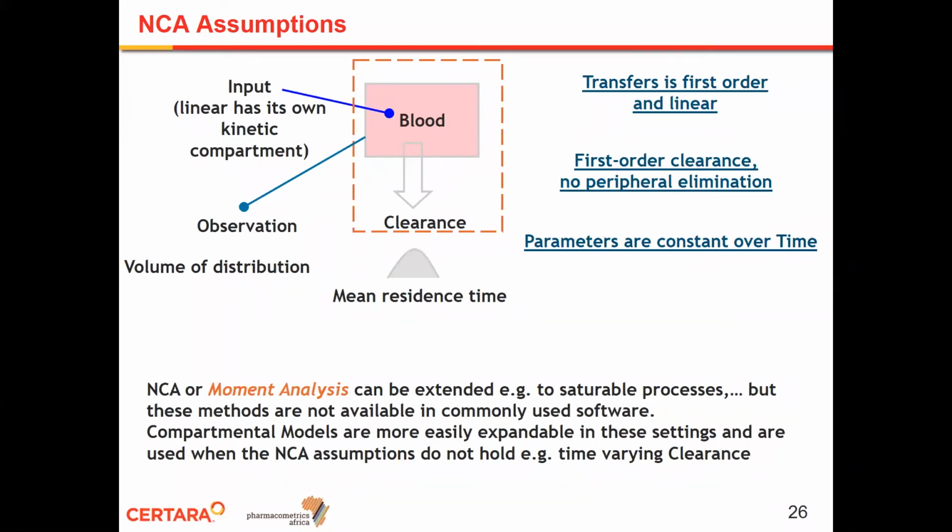Key assumptions for NCA are that things are linear, whether it's input, say it's first order, and it doesn't vary with time. Like say Ka is super fast for 2 hours and then becomes super slow. Well, it can work, but what you will end up having is a mean absorption time, which is kind of an average. It won't get into the detail of it. The same goes for transfer, which is first order, and parameters don't change with time. And sometimes you need to acknowledge the assumption that there is no peripheral elimination.